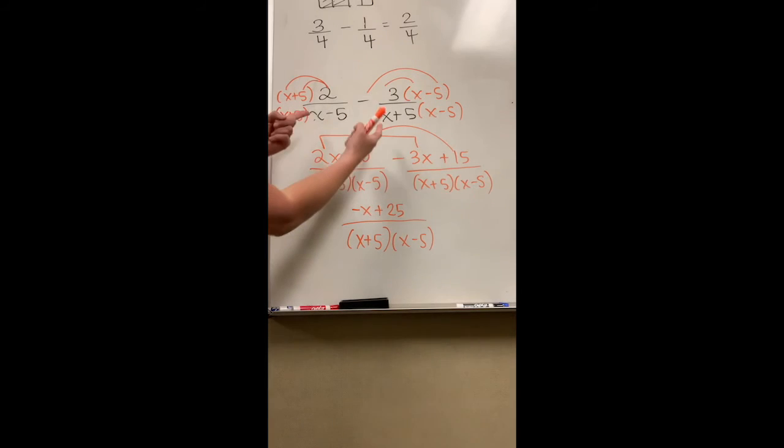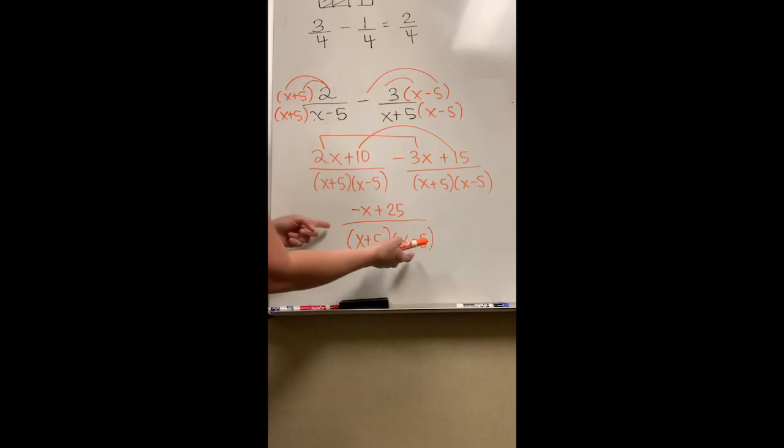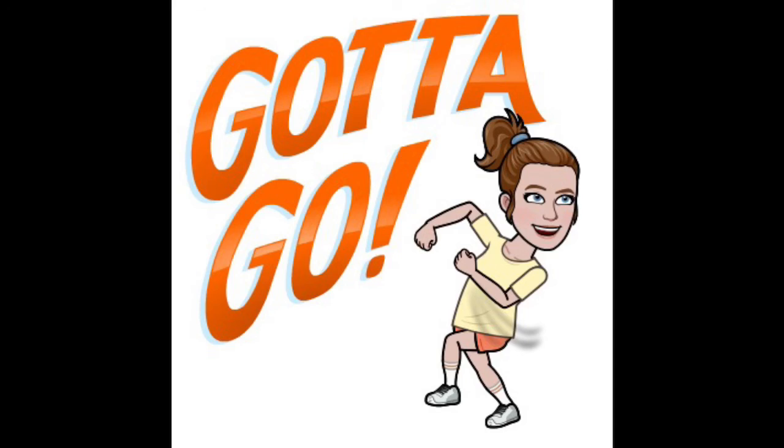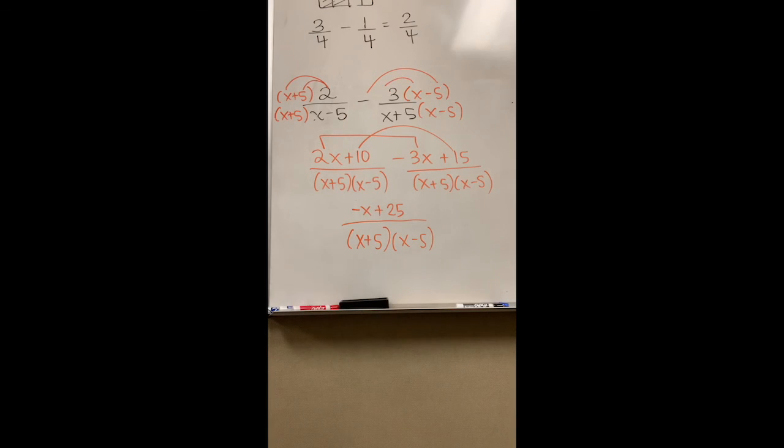If I were to type in this expression right up here in black and this expression right here in orange into Desmos, I would want to check to make sure that they overlap to know that this means the same thing as this. And that's how you subtract rational expressions.